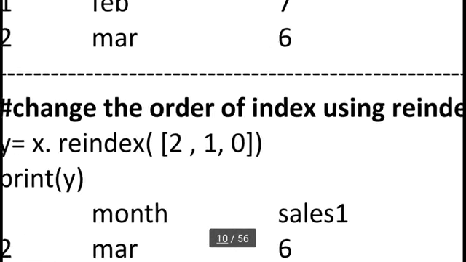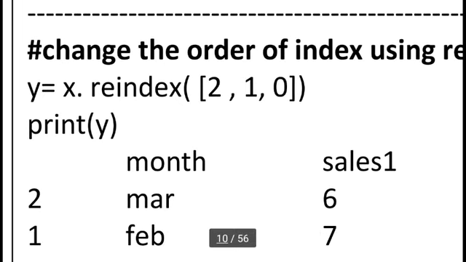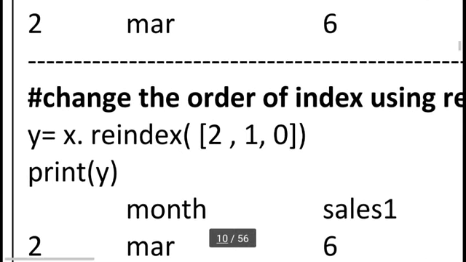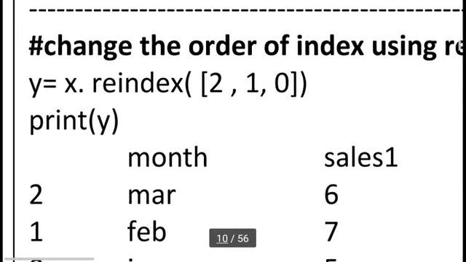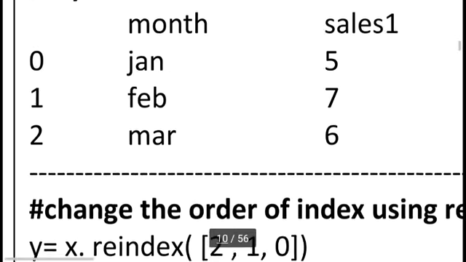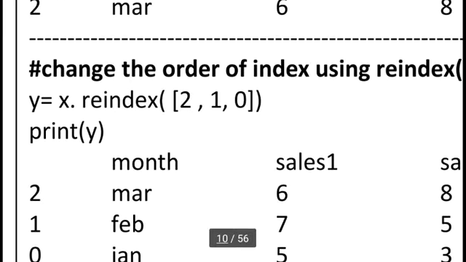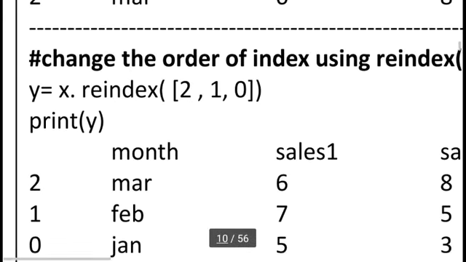If you want to change the order of the index, you can use x, our original data frame, dot reindex with 2, 1, 0. Here I am changing to 2, 1, 0, so all the rows will shuffle. So you can see 2 March 6. The last row becomes the first row: 2 March 6, then 1 Feb 7, 0 Jan 5. So we can change the order of the index using the reindex method.